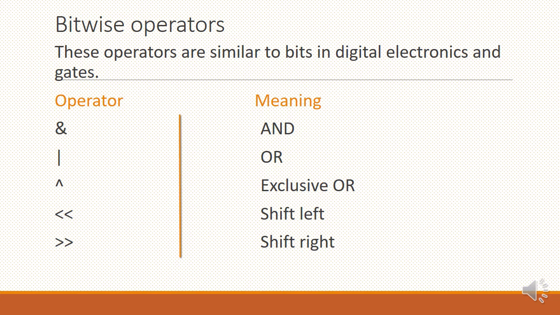This is the symbol for the AND gate. This one, a vertical bar, is the OR gate. This type of symbol is called exclusive OR. Similarly, if you take two less than signs, it is called shift left, and two greater than signs is nothing but shift right. You should only understand this much: what the bitwise operators are and why we use them. That is sufficient.